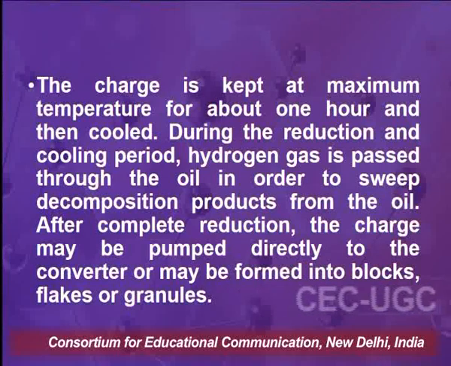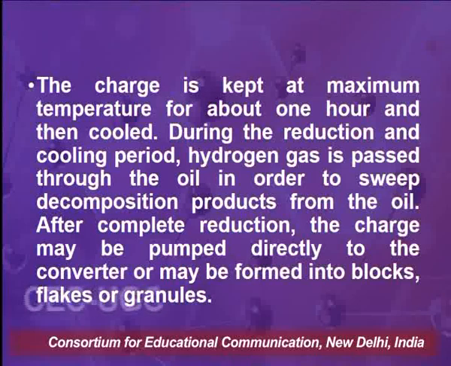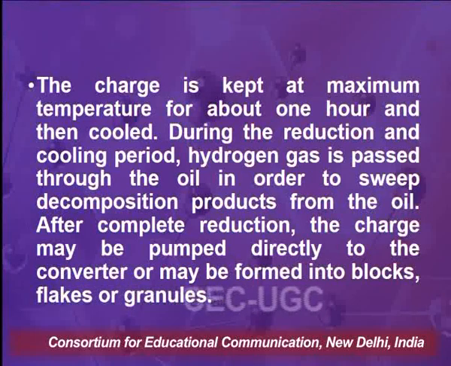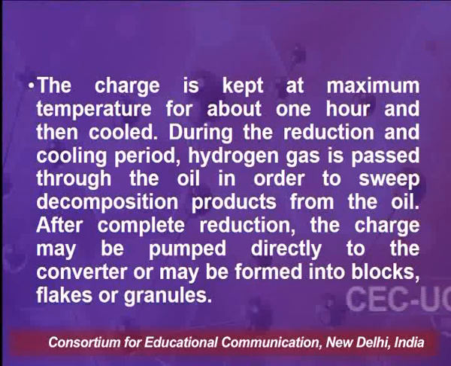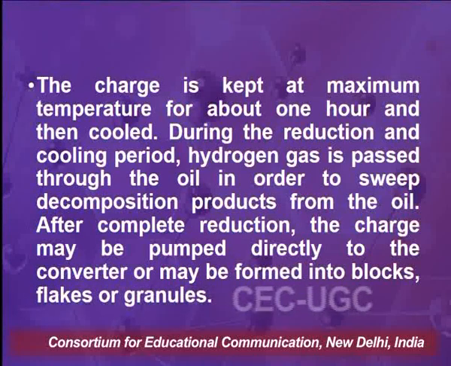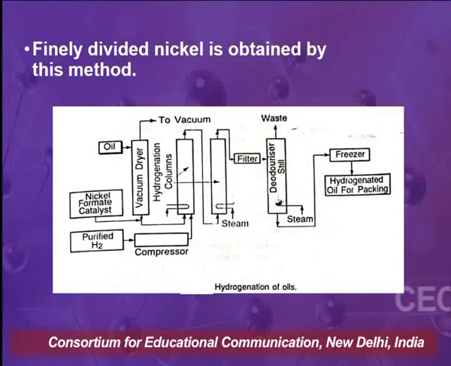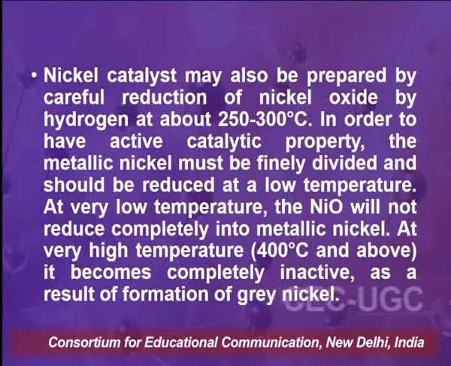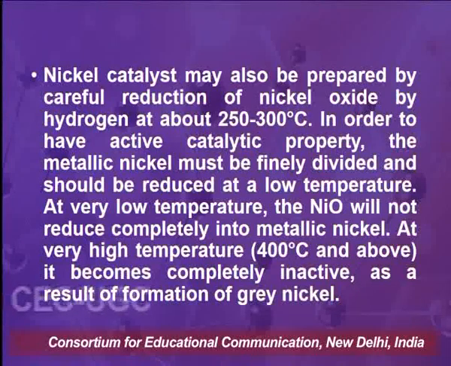During the reduction and cooling period, hydrogen gas is passed through the oil in order to sweep decomposition products from the oil. After complete reduction, the charge may be pumped directly to the converter or may be formed into blocks, flakes or granules. Finally, divided nickel is obtained by this method, and this is again the picture of the plant for hydrogenation of oil. Nickel catalyst may also be prepared by careful reduction of nickel oxide by hydrogen at about 250 to 300 degrees centigrade.